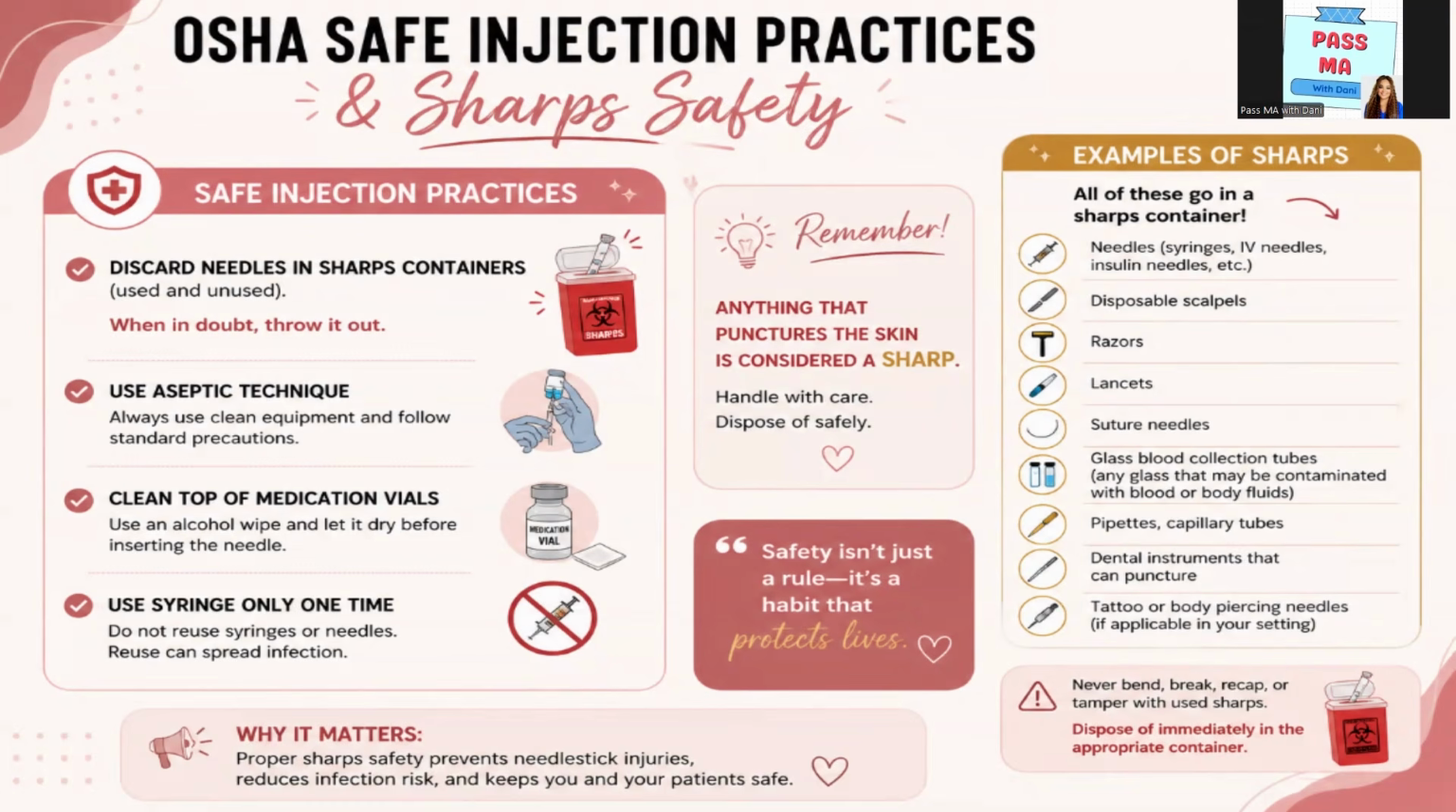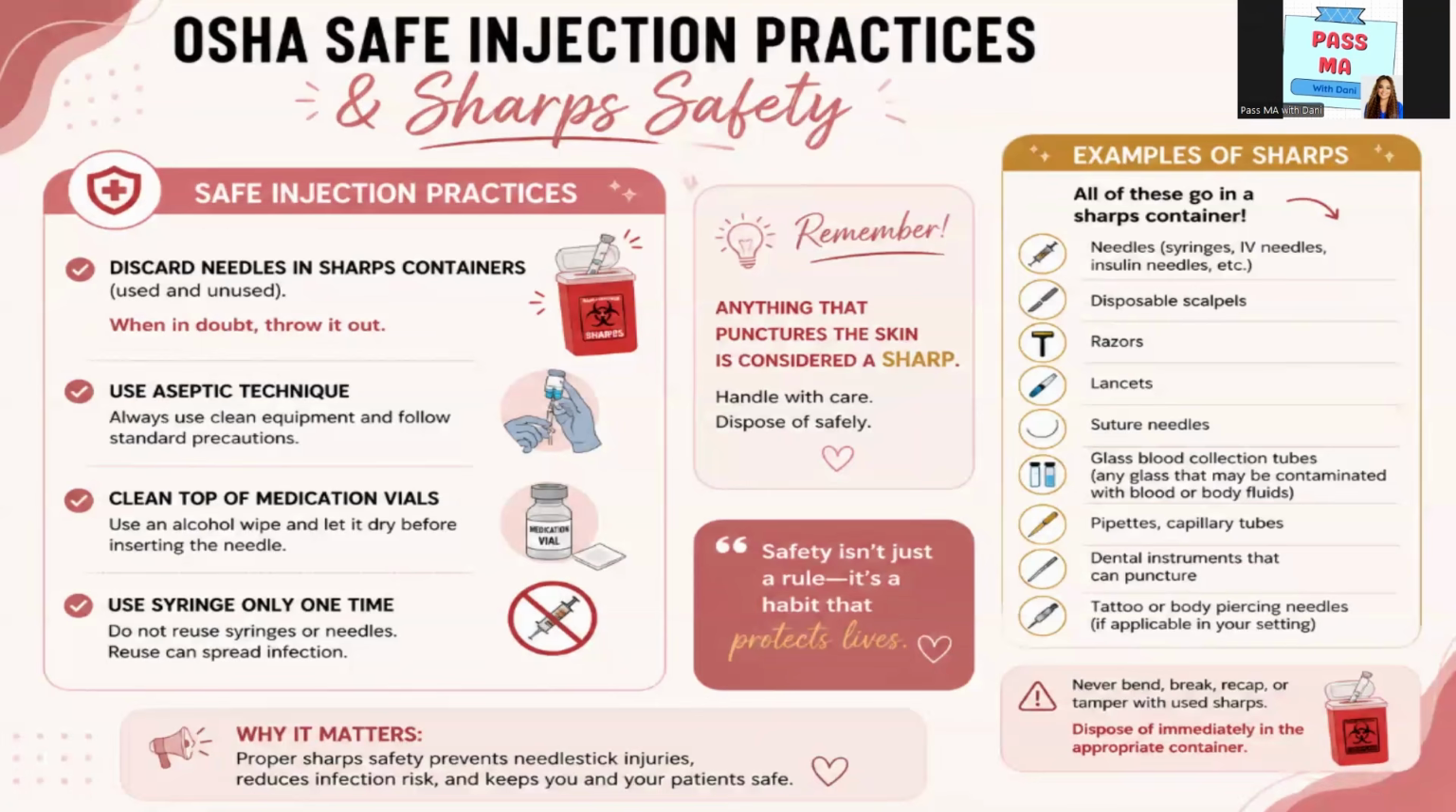And here's the key point that I need you guys to remember. Anything, and I'll say it again, I sound like a broken record, anything that punctures the skin is considered to be a sharp. We're not just talking about needles. We're talking about lancets, disposable scalpels, razors, suture needles, and even things like glass blood collection tubes if they can break and cut you.